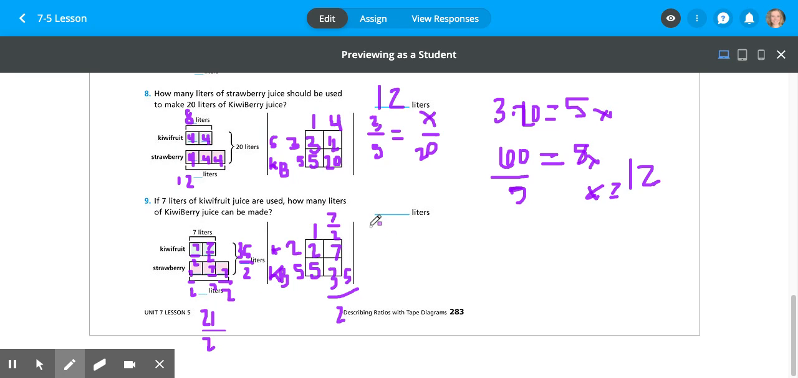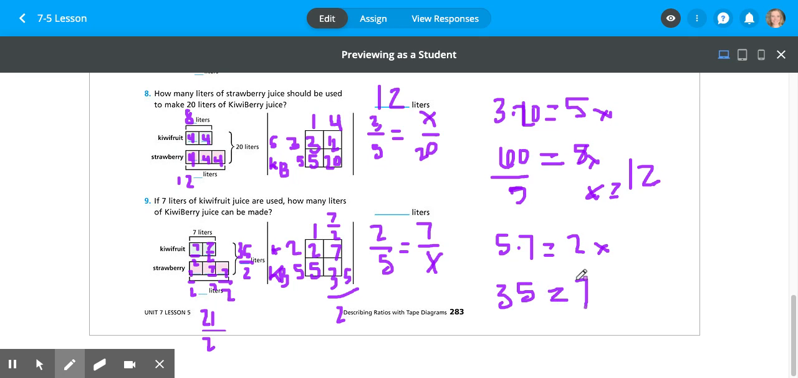So now we need to solve it our last way. We have 2/5 equals 7 over x. So we have 5 times 7 equals 2x. We know 5 times 7 is 35. And so then we need to divide our 35 by 2, and that's not evenly divisible, so we leave it in the fraction form. So 35 halves, and that is our answer.